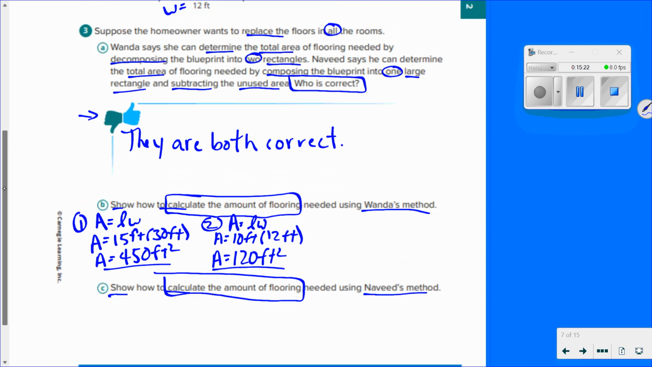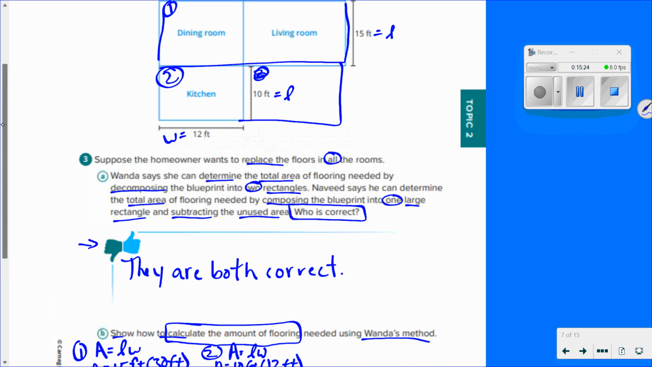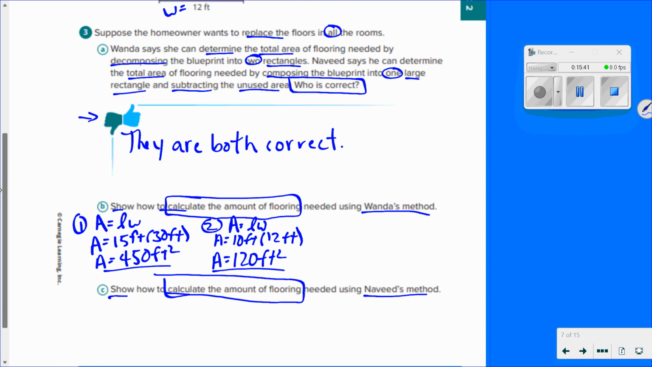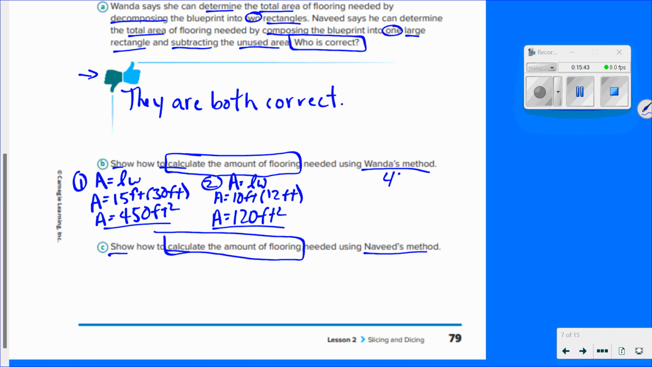Now, here's the last step in composite figures, and this is the most difficult part, believe it or not. And it's, how did you see it? Am I composing or am I decomposing? If I'm composing, I'm going to put them together, so I'm adding. She's composing. She said 1, 2, I'm going to put them together. So I'm going to add those two. 450 plus 120 gives me 570.